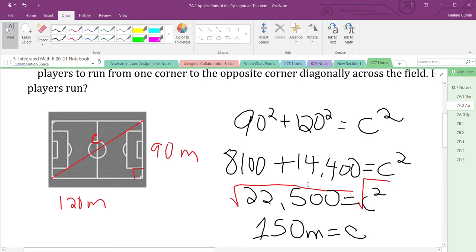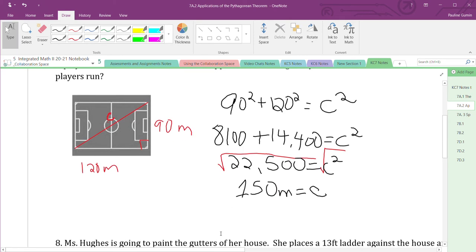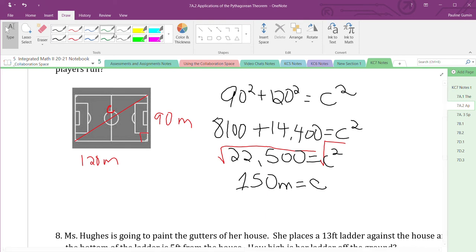Now notice, once again, when I square rooted, I didn't write a plus minus like we used to do when we learned square roots. Because this is talking about a soccer field. There's no such thing as negative 150 meters.